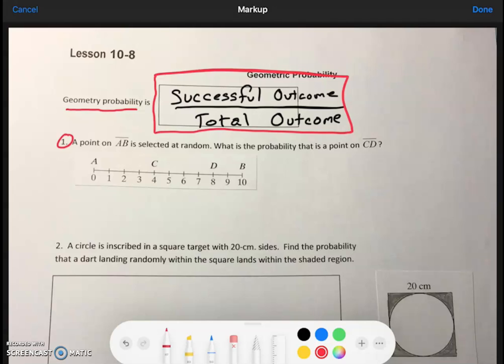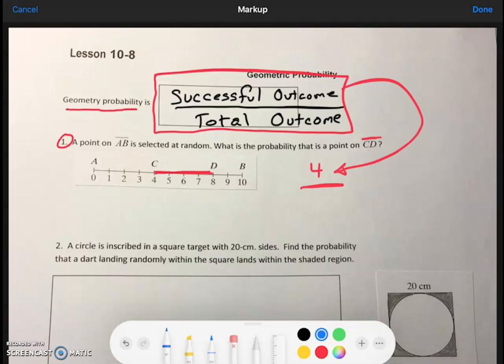It says, a point on AB is selected at random, so you've got this line A to B. What is the probability that the point that you pick at random will lie on C to D? So we've got to figure out how far it is between here and here, and you just count spaces. It's 1 space, 2, 3, 4 spaces. So the successful outcome is 4 over the total outcome.